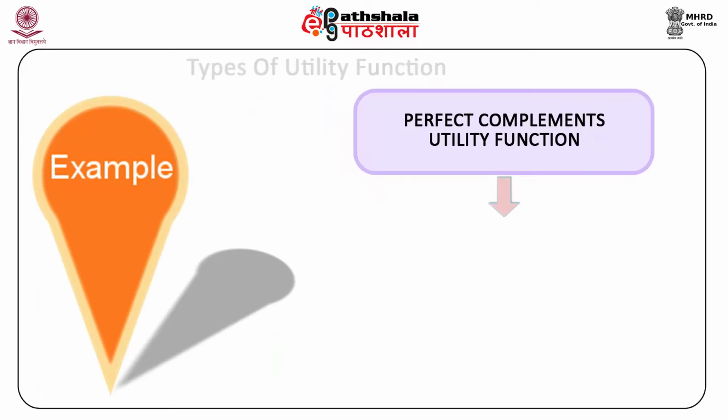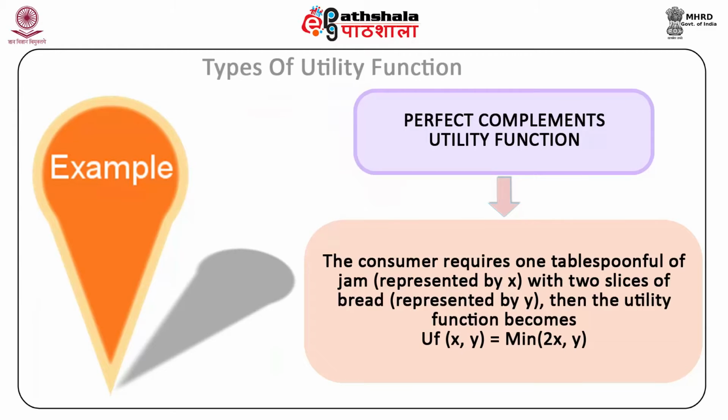For example, the consumer requires 1 tablespoonful of jam represented by X with 2 slices of bread represented by Y. Then the utility function becomes u(x,y) equal to minimum of 2x and y. From the specified utility function, it is clear that 2 slices of bread, that is y, with 1 tablespoon of jam, that is x, will provide 2 units of utility.